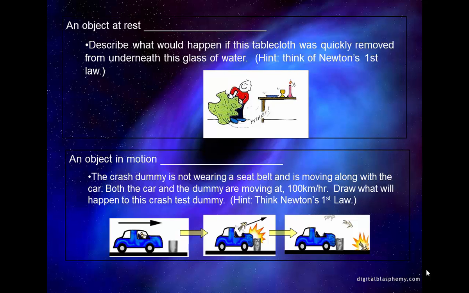So could I have done this using a section of a rug instead? No. If I had a little scrap of carpet, and I pulled it, this water would go flying. So again, what's the difference? The friction between this surface and the container of water is relatively low. This is pretty smooth, pretty slippery. Carpet would have much more friction, and so it would exert a much greater force that would probably send this water flying with it. So that's an object at rest, it stays at rest.